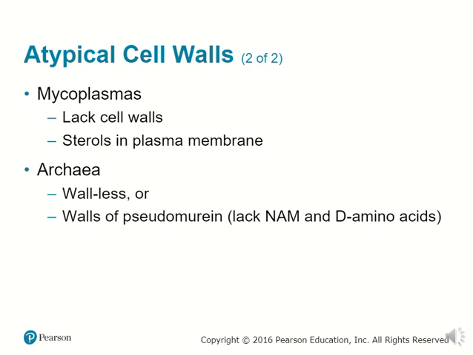As far as atypical cell walls continued, there are mycoplasmas. These essentially lack cell walls, and sterols, a form of alcohol molecule, are present in the plasma membrane. There are archaea, which are wall-less, or whose walls are made out of pseudomurein, which essentially lacks NAM and D-amino acids. So it gives rise to why archaea have a large range of membrane compositions.